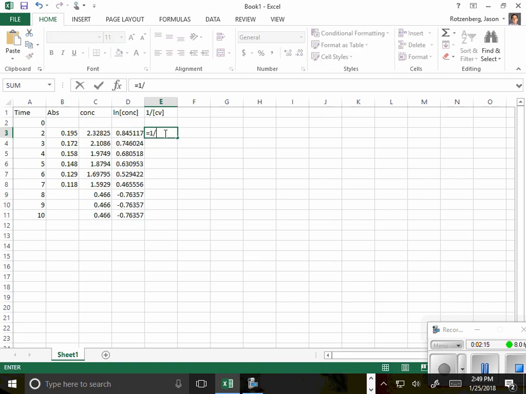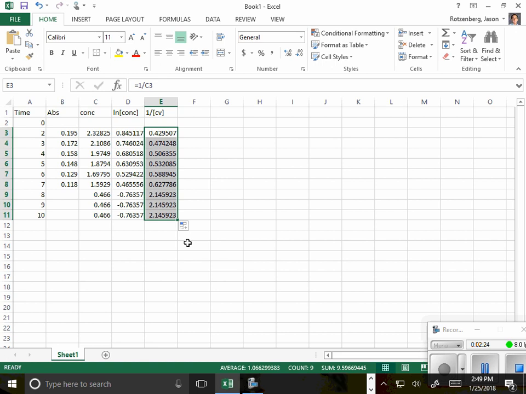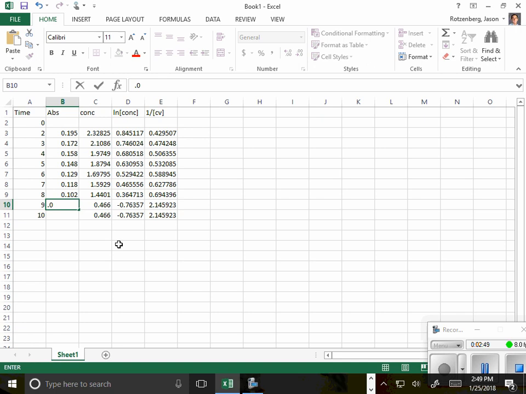Equals 1 over C3. You could always set this up ahead of time. Remember, you get your y equals mx plus b equation from day 1, but you want to solve it for x. That's what this equation is right here. You could plug that in ahead of time, so if you're doing the lab, your partner just calls out at time 8, the absorbance is 0.102. It makes all those values happen for you. 0.093. 0.082. It'll change them for you automatically.